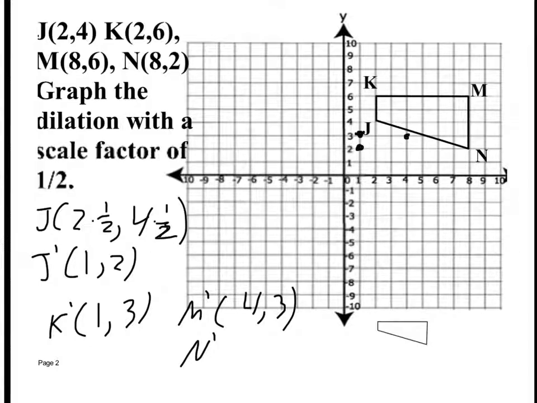Do the same thing for N prime. What's 1/2 of 8? 4. What's 1/2 of 2? 1. So graph that at 4, 1. Then finish your graph. Draw it together and see if it looks like the other object. What I've done here is this 1/2 of it. This is with a scale factor of 1/2. Does what I've drawn look close enough to this? Yes, it does.